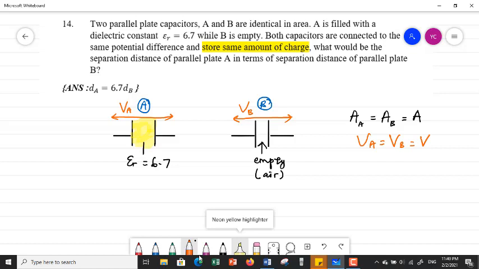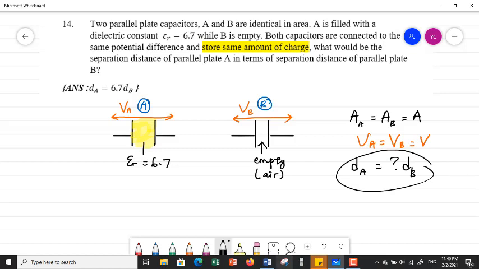What would be the separation distance of parallel plate A in terms of the separation distance of parallel plate B? So I will find the separation distance for plate A in terms of plate B. It means that I will find dA will be how much of dB? This is what we mean by the question.